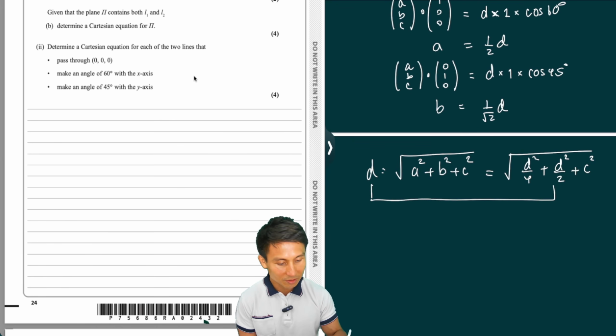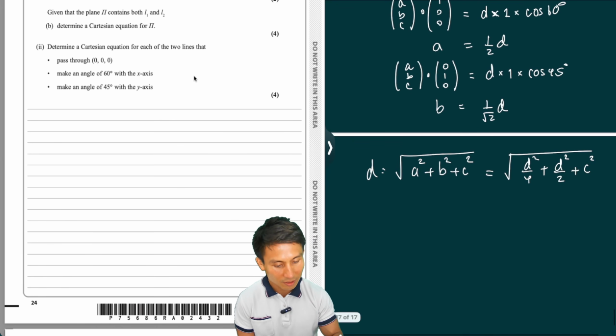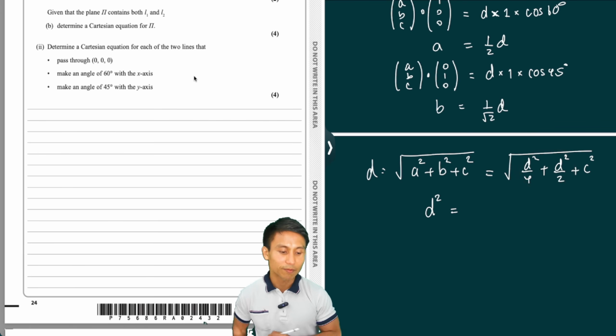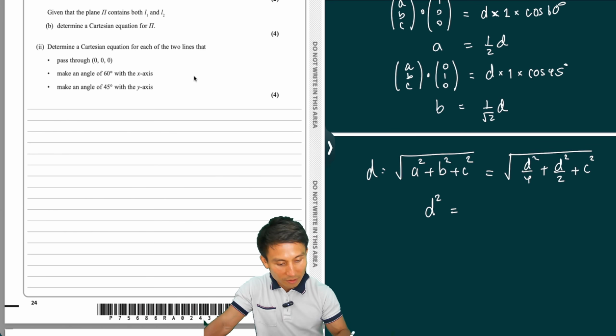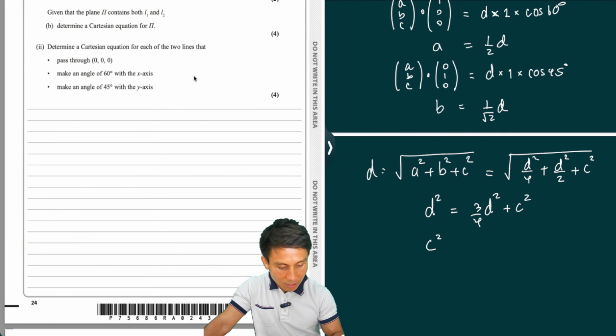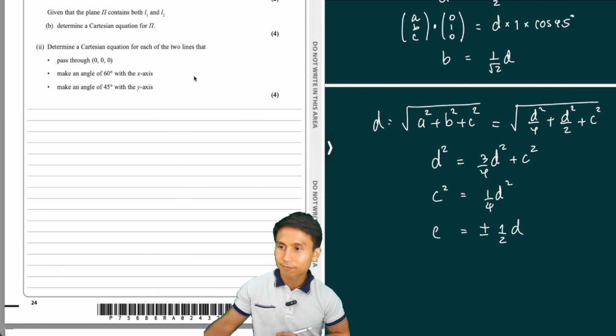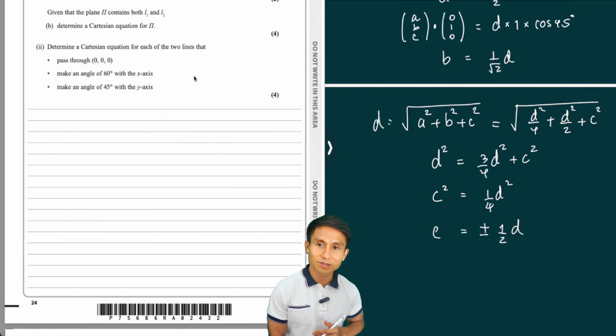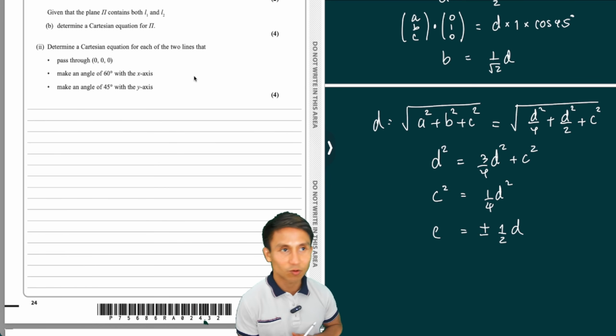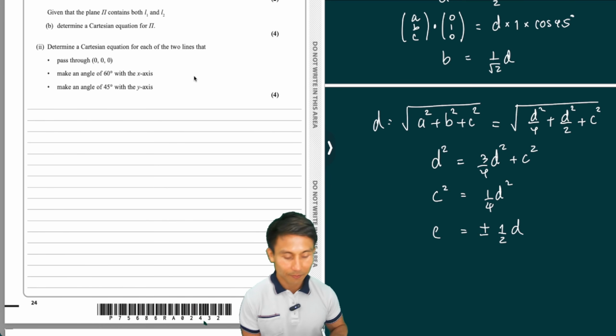So if you look at these two expressions, we square both sides, so we get D squared equals, well, if we add these two, we're going to get 3 over 4 D squared plus C squared. So C squared is just a quarter D squared. That means we get C being plus or minus half D. That's why there are two lines here, because C can be either 1/2 or minus 1/2 D, right?